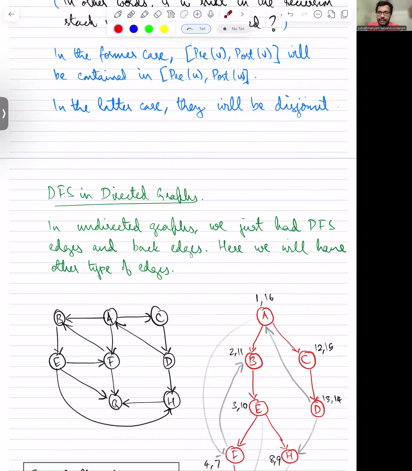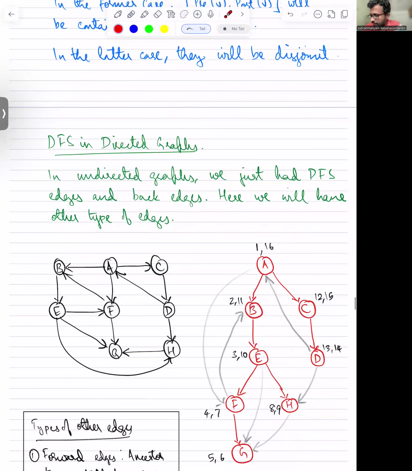So far we have seen undirected graphs. In an undirected graph, the DFS results in two types of edges, either tree edges or back edges. But in directed graphs, we'll get way more types of edges. So let us try to run the depth first algorithm for this graph.